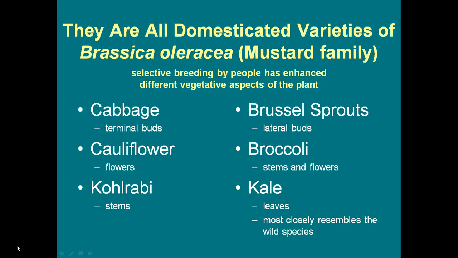So cabbage emphasized the terminal bud of the plant to make one large giant bud at the expense of the rest of the plant, whereas Brussels sprouts, which look like little tiny cabbages, emphasize the lateral buds going up along the sides of the stems. Cauliflower emphasized the flower growth, broccoli the stems and flower, kohlrabi the stems, and kale the leaves. And kale most closely resembles the wild species from which all of these were domesticated. They were transformed by selective breeding by people in order to create ones that better suited people's needs for consumption.